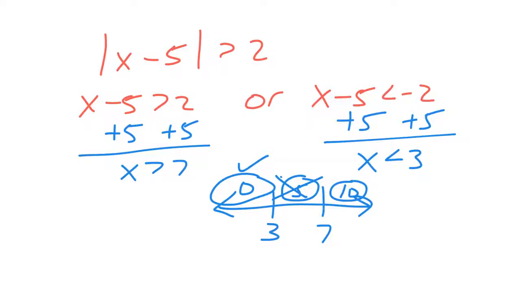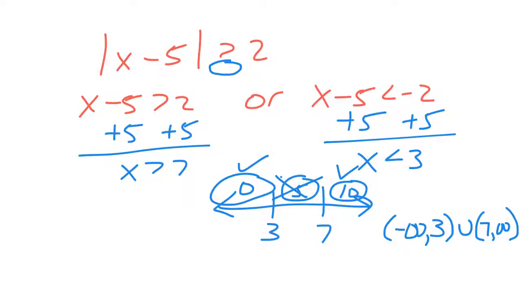And let's do one more with 10. 10 minus 5 is 5. The absolute value of 5 is 5, and 5 is greater than 2 is true. So we have the solutions to this absolute value inequality on the ends. Reading from left to right, negative infinity until 3, and we do not want to include 3 because there is no equal sign here. And we would union this together with 7 to infinity. And so there represents all the solutions to this absolute value inequality.